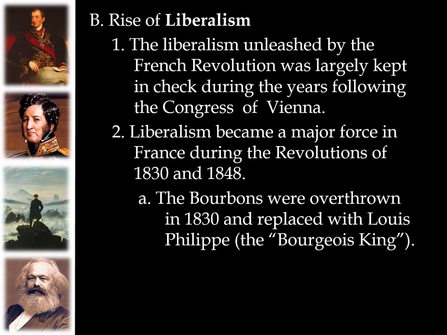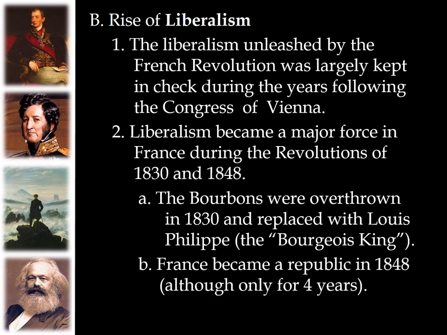The Bourbon monarchy would eventually be overthrown in 1830, and it would be replaced with a man named King Louis-Philippe, also known as the Bourgeois King. France became a republic eventually, abandoning having a constitutional monarchy even, by the time we get to the end of the 1848 era. Although this republic only lasted in reality 4 years, it will give way eventually to the rise of another Bonaparte as an emperor, Emperor Napoleon III. We'll discuss that as we move forward as well.